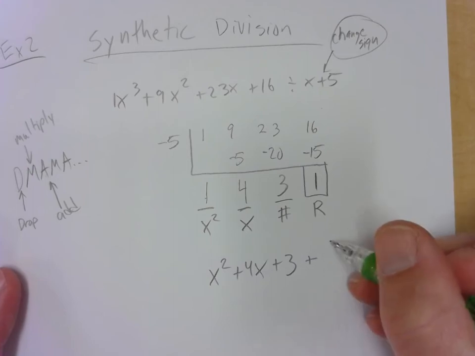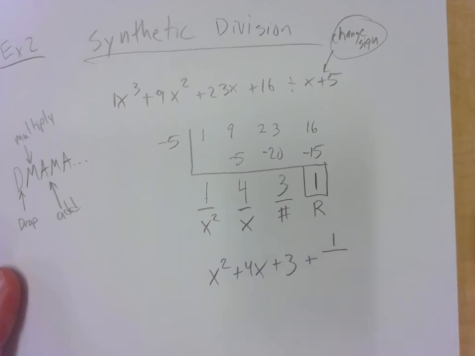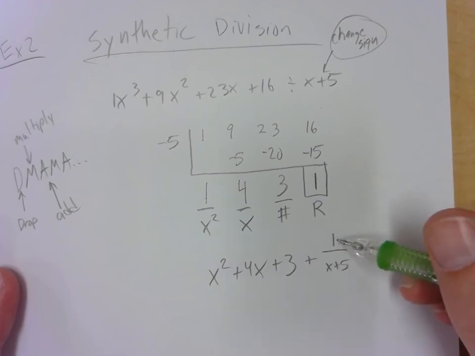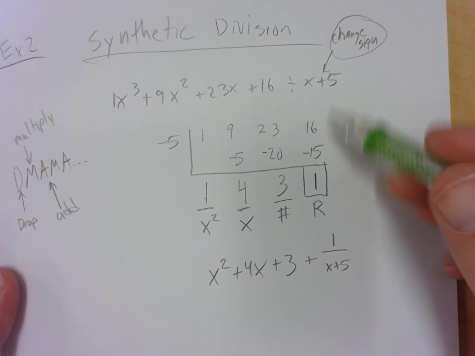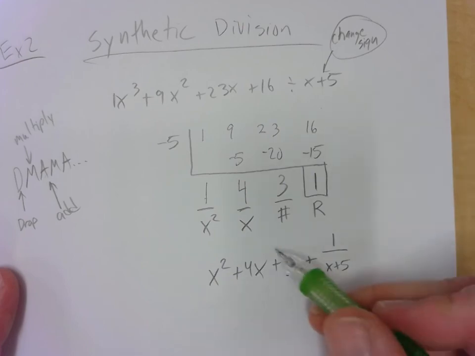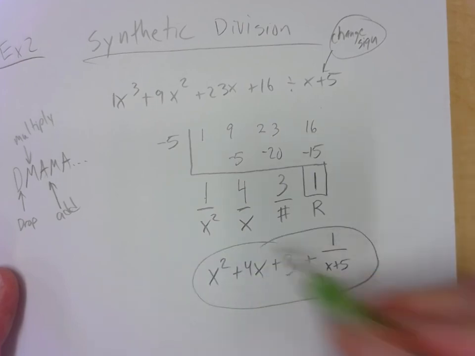plus 1, and then it's what you divided by. We divided by x plus 5. So the remainder is a fraction. It's what you have left over, and then divided by the binomial right here. So there's my answer for synthetic division.